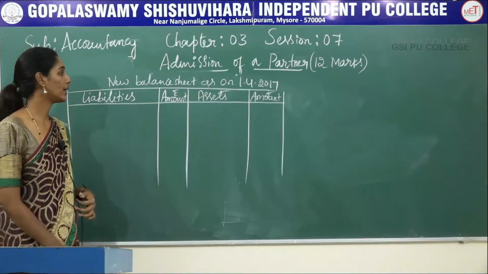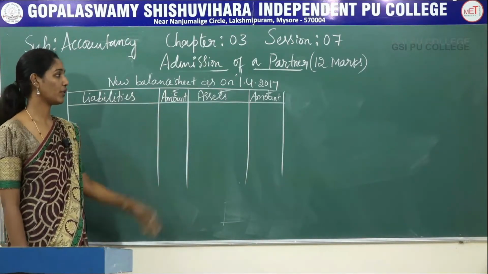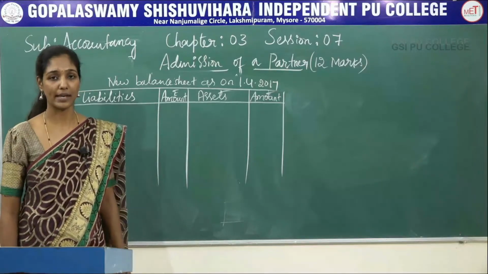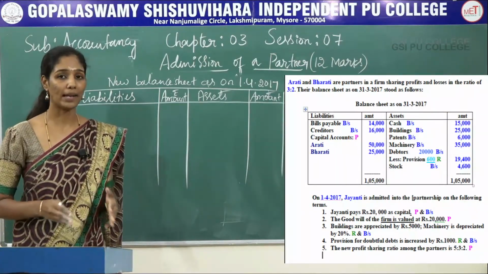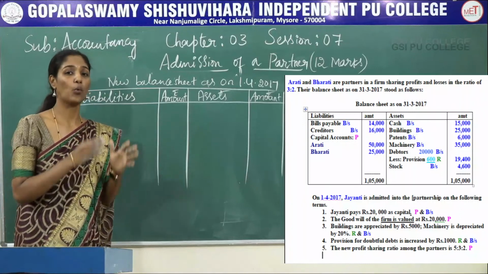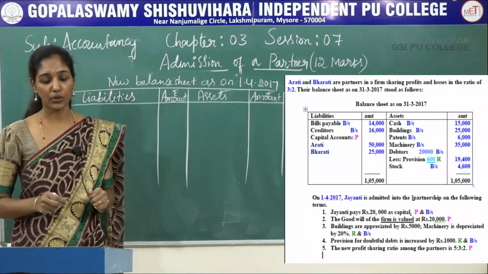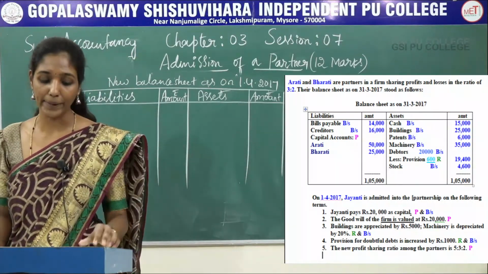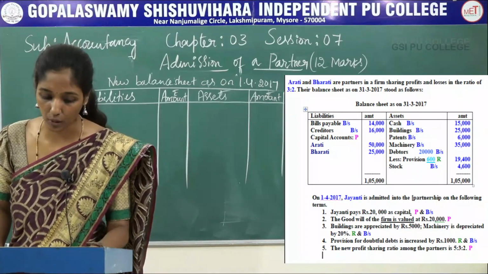So let's prepare the new balance sheet of the firm as on 1/4/2017. While preparing the new balance sheet, you should take the old balance sheet as the base. So here in the old balance sheet, bills payable is rupees 14,000.